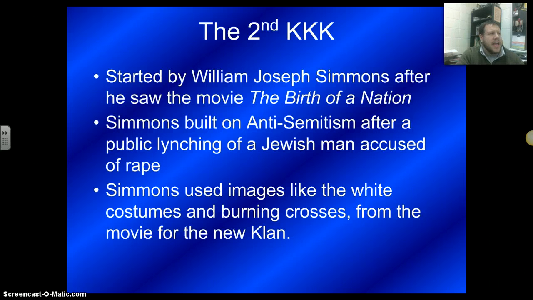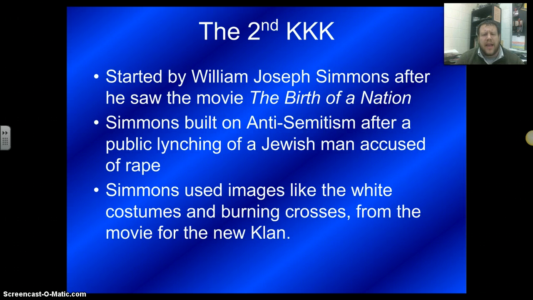Our second KKK, the group that begins in the 1920s, was started by a guy named William Joseph Simmons. He saw a movie called The Birth of a Nation, which was set after the Civil War and was about the KKK. In fact, a lot of things that Simmons used, like the white cloaks and the burning crosses, were never in the original Ku Klux Klan that existed after the Civil War. Instead, they came right from the movie. Yes, these things come from a movie, ladies and gentlemen.